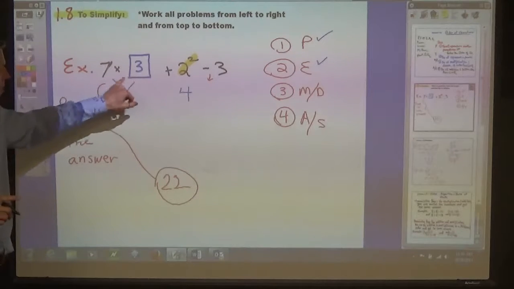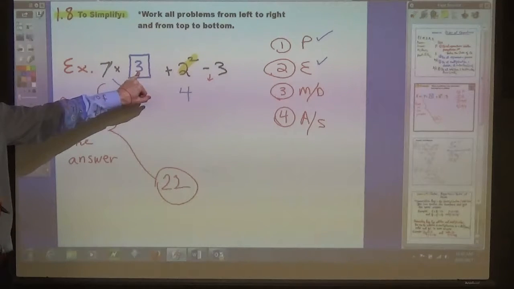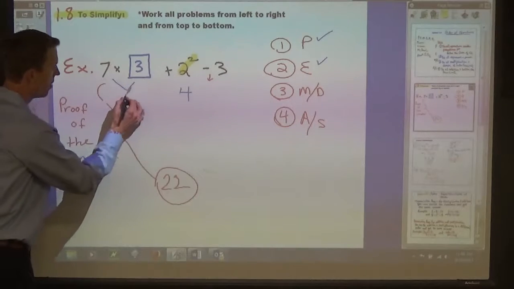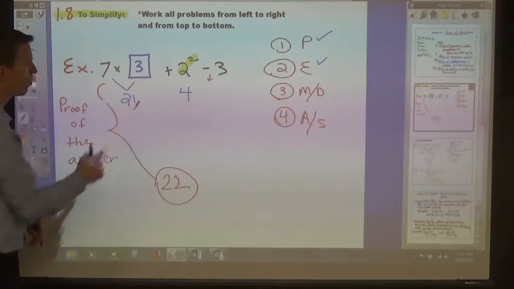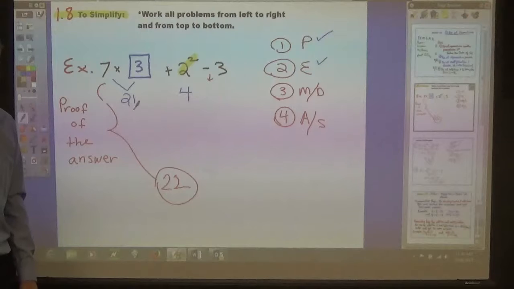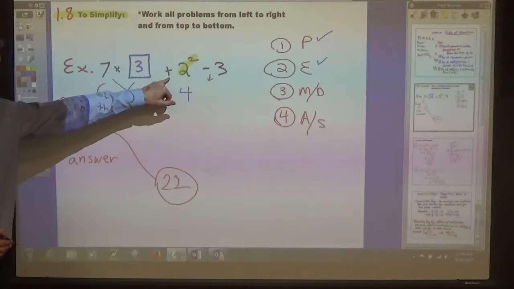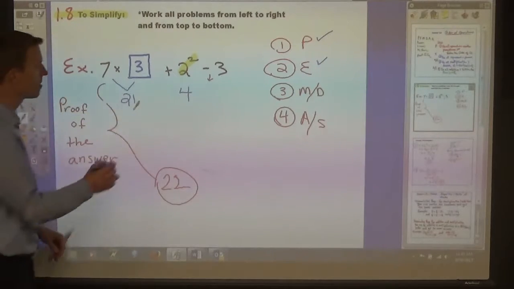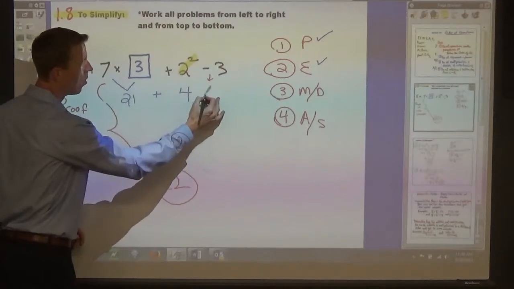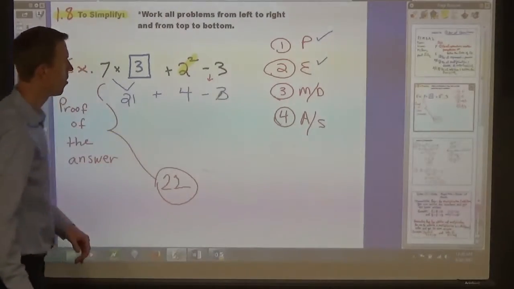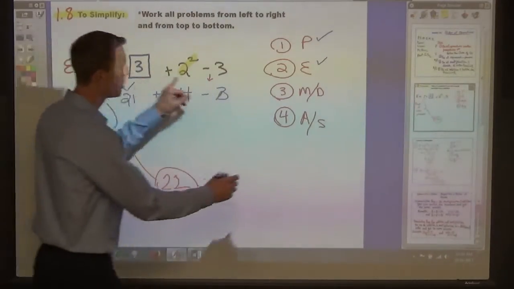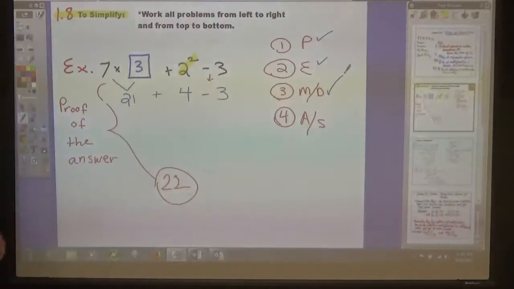So put a little V that shows I'm working on the answer of these two, and I'm going to write the answer underneath. 7 times 3 is 21. Then I'm going to bring down the addition sign because now I'm going to add or subtract in order from left to right. All of the multiplication and division are done. There's only one multiplication. And so now I'm going to add or subtract.